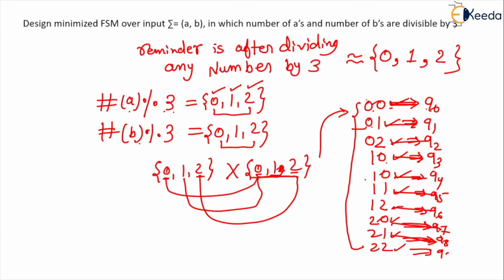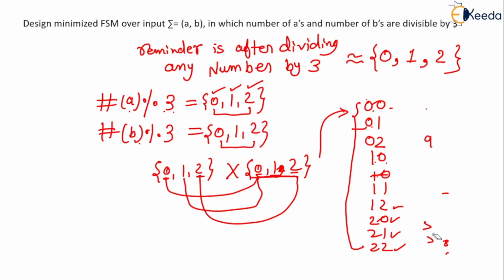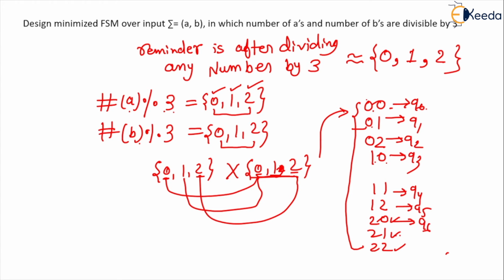That is a repetition of the states, so we just remove them and write it one more time. See here. That is q0. Just rename the states: q1, q2, q3, q4, q5, q6, q7, q8. Got it? So there are 9 states, q0 to q8.